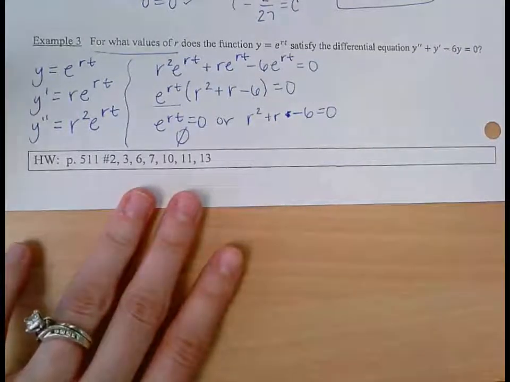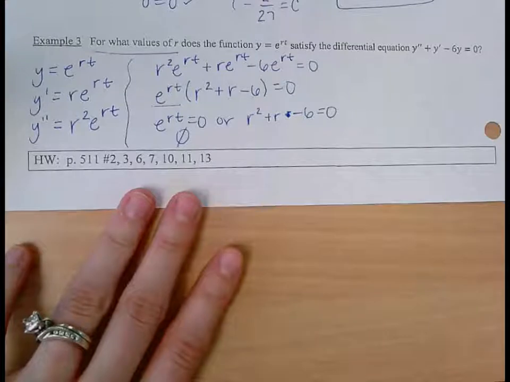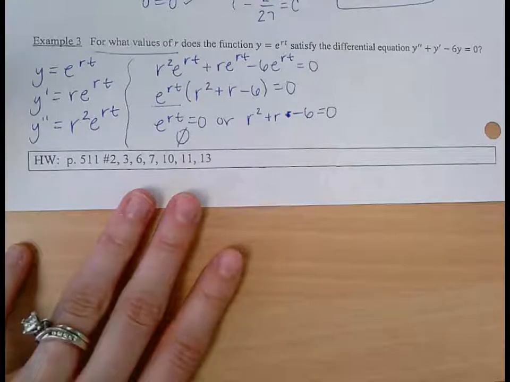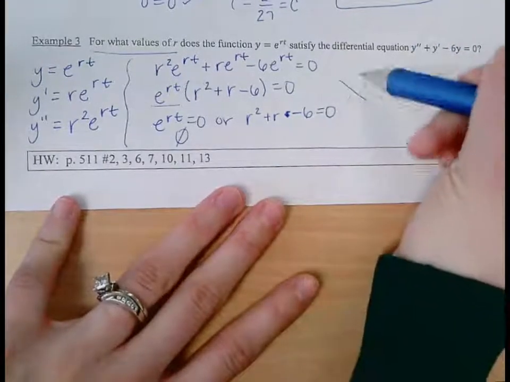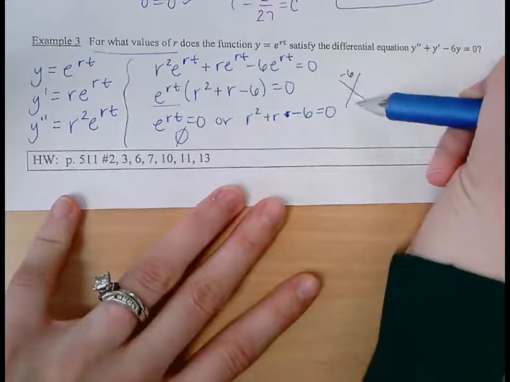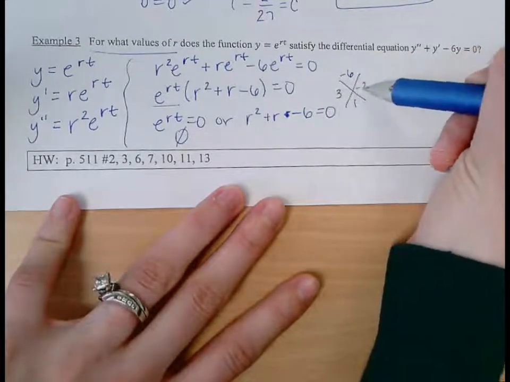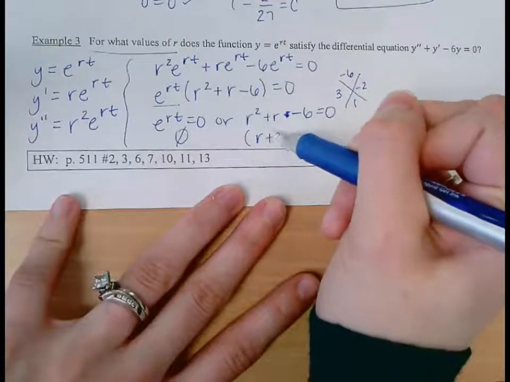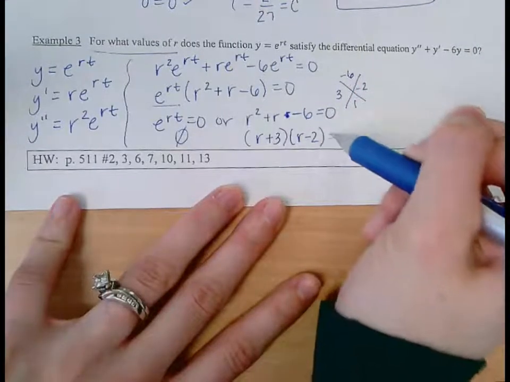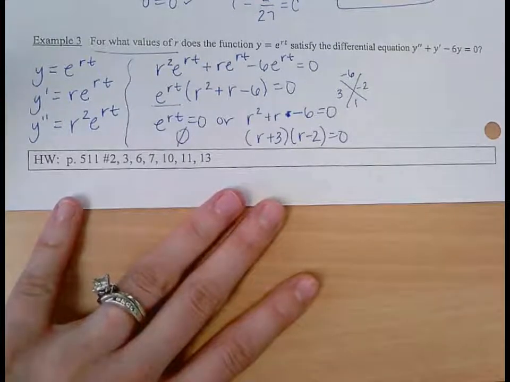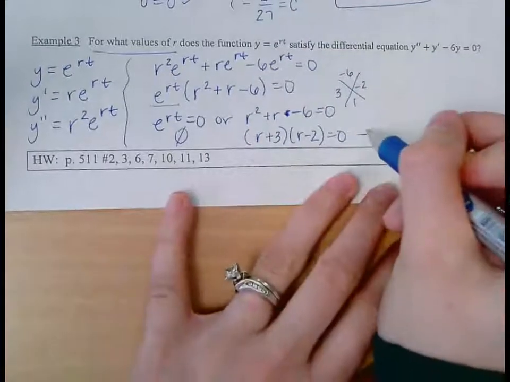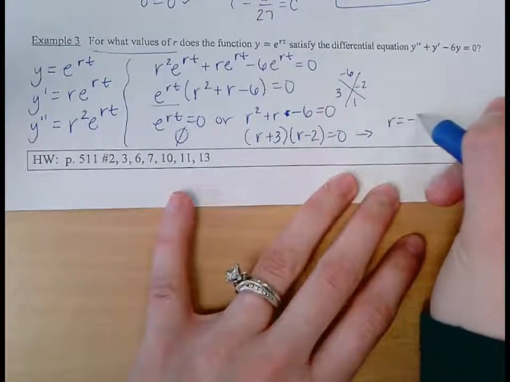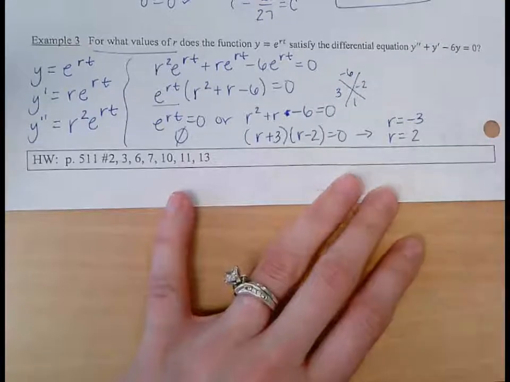How do you solve a quadratic? Quadratic formula or the factoring. Yeah, if you do the diamond or the x. So, you know, some of you do this. You're multiplying to negative 6, adding to 1. 3 and negative 2. R plus 3 times r minus 2. So then the values of r that satisfy that differential equation are the r values negative 3 and positive 2.